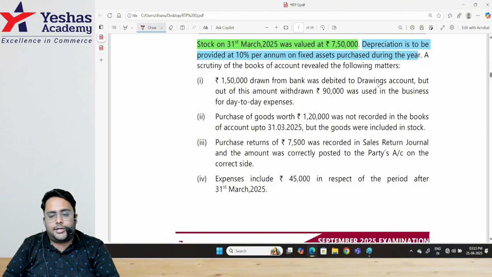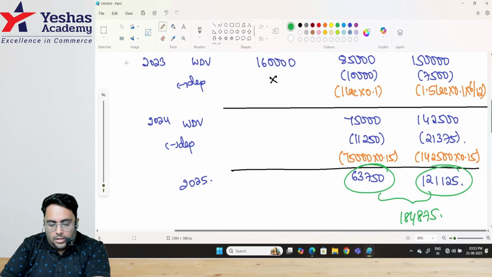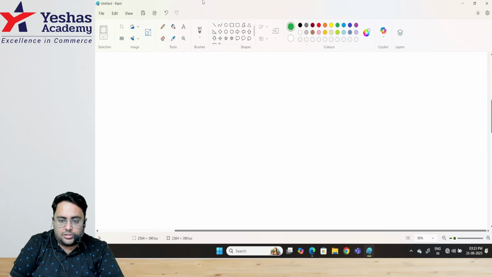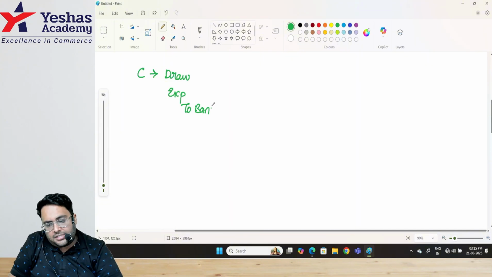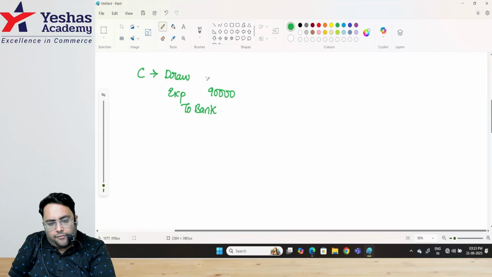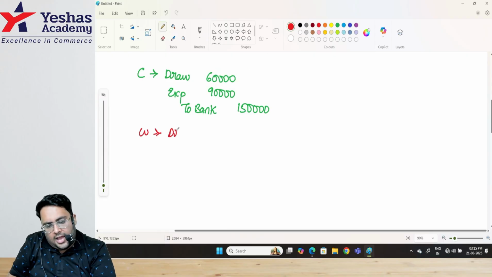1,50,000 drawn from the bank was debited to drawings account, but out of this amount, 90,000 was used in the business for day-to-day expenses. Can you tell me what is the correct entry? Your correct entry should have been drawings account debit, expenses account debit to bank. How much is the business expenses? 90,000. How much is withdrawn from the bank? 1,50,000. So how much is drawings? Your drawings is 60,000. But what is the wrong entry that they recorded? They recorded fully as drawings. Drawings account debit to bank.